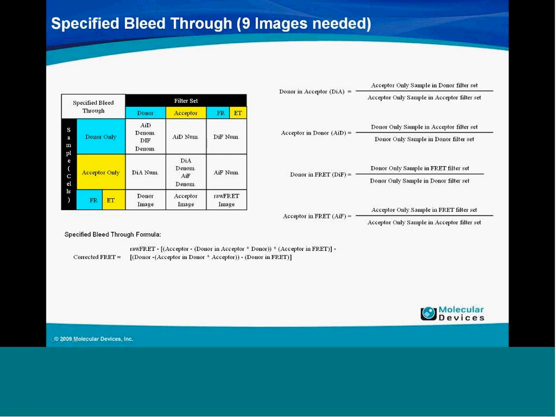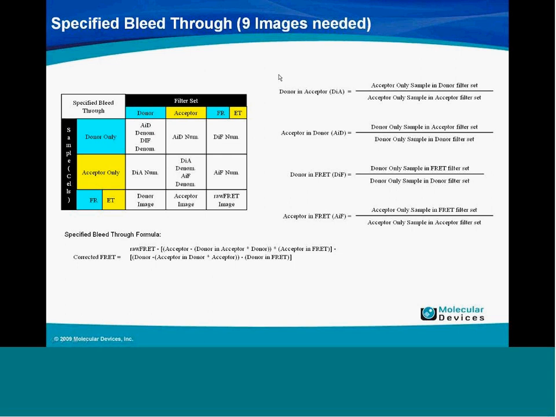Okay, so specified bleed-through, 9 images, several more corrections, so the formula is a little more complicated than what we were dealing with. There's a lot more subtraction going on to account for some of the crosstalk, or more of the crosstalk that's associated with the filter sets that you deal with. So again, we look at the donor and acceptor. So this is how much of the donor is coming through in the acceptor channel. We look at the acceptor-only sample in the donor filter set, and then divided by the acceptor-only sample in the acceptor filter set to get that calculation.